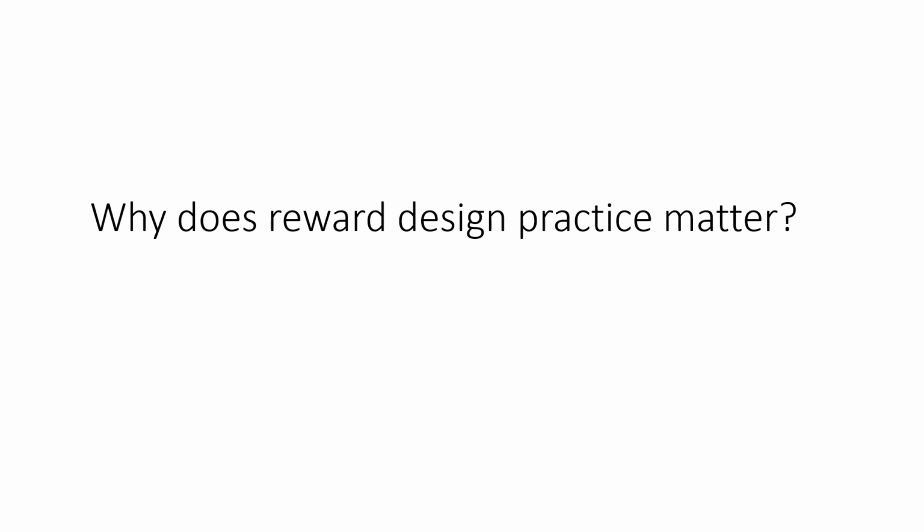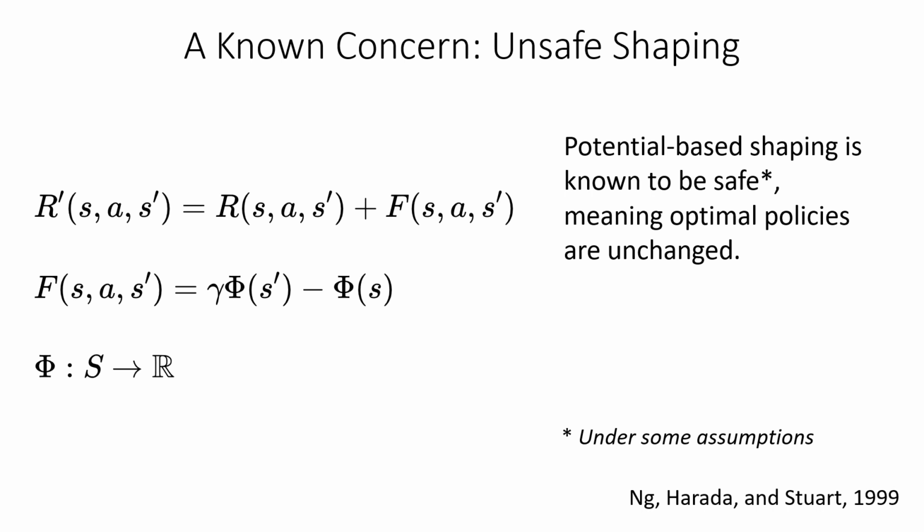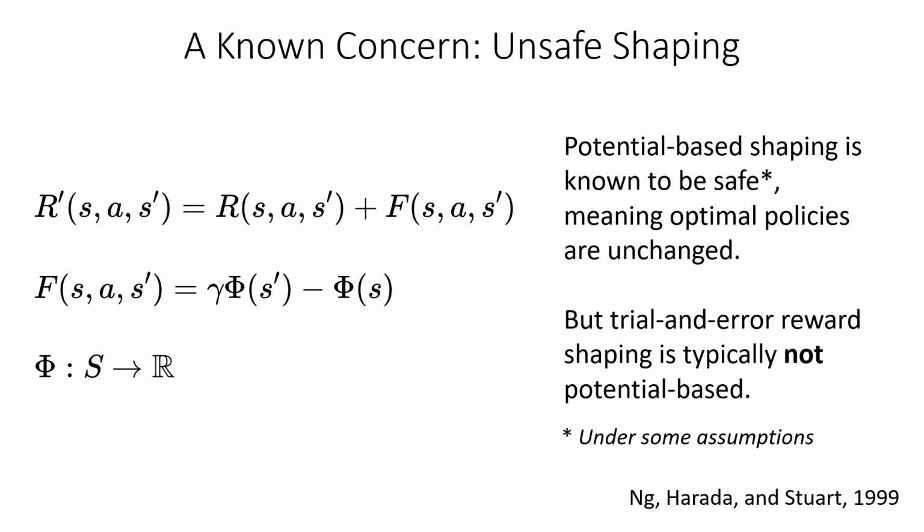Why does reward design practice matter? Why be concerned about trial and error? Trial and error is a dominant reward design strategy, but to our knowledge, nobody has studied it. We should seek to understand its consequences, both good and bad. One known concern is that of unsafe shaping. Potential-based shaping is known to be safe, meaning optimal policies are unchanged. But trial and error reward shaping is typically not potential-based.